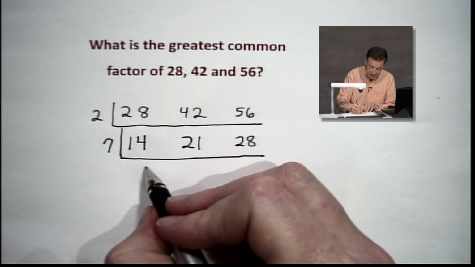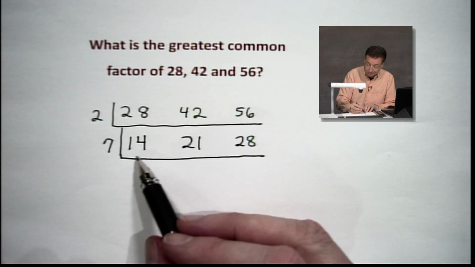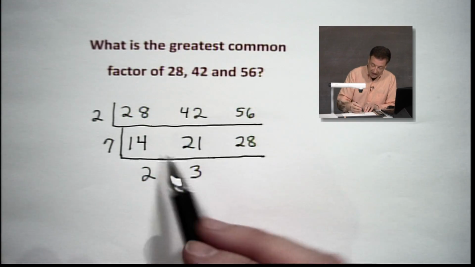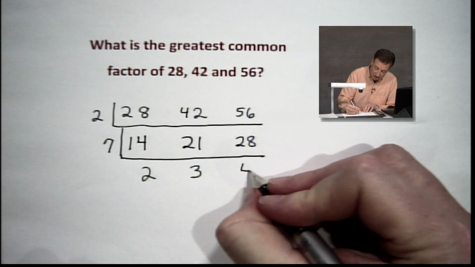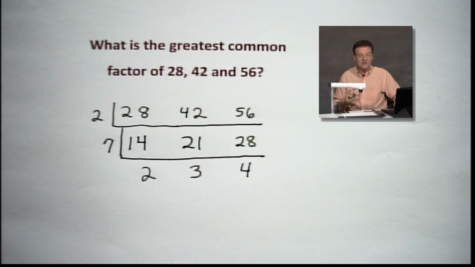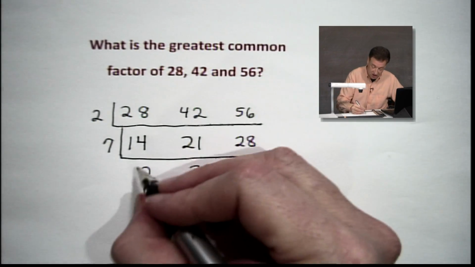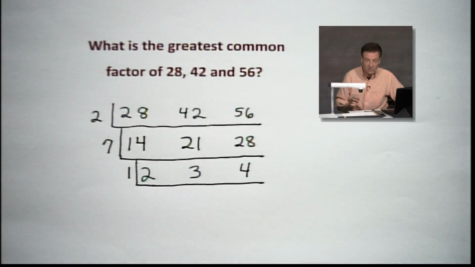7 goes into 14. It'll go in there 2 times. How about it? Let's see. 7 into 21. It'll go there 3 times. And last but definitely not least, 7 into 28 picks up 4. And at this point in time, I look at those numbers, and they're only 1 apart from each other. So I know I'm basically finished. And I know a lot of times I like to put a 1 down here just to let it be known they don't go any further.